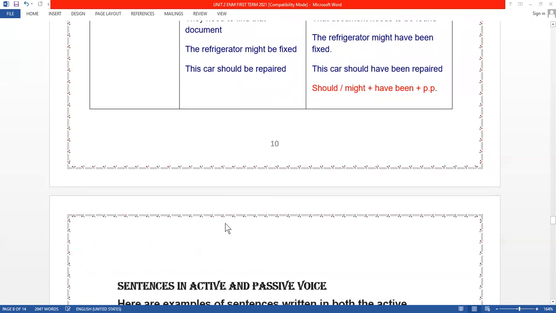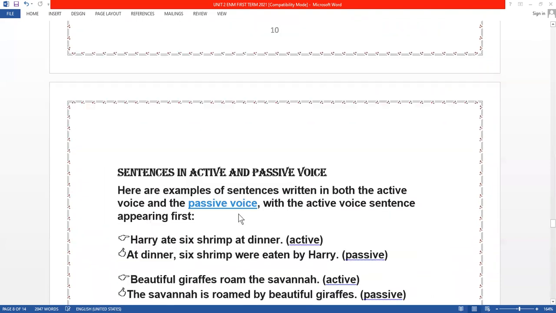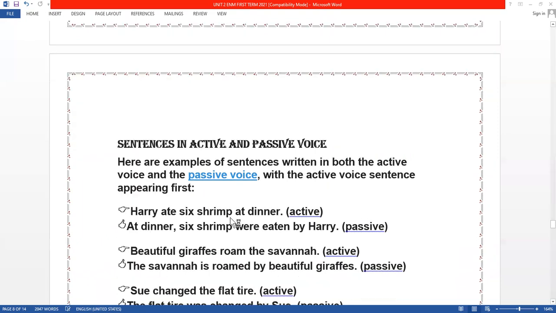These are, my students, the most important rules for the passive. There are some exceptional cases, but they are not for grade 9. You will study them, inshallah, when you go to secondary school. Now I will support you with more examples so as to make it clear for you. Here are examples of sentences written in both the active voice and the passive, with the active voice sentence appearing first.